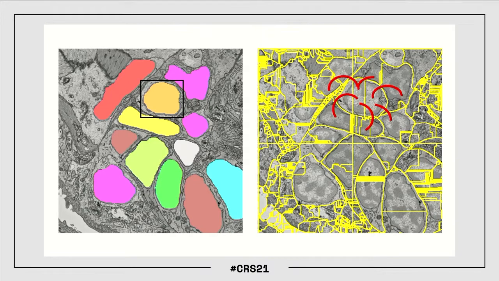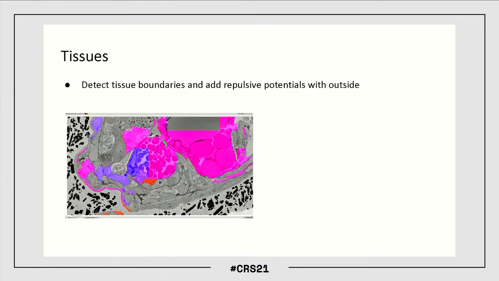Right? And in the same way, you can then say, okay, if things belong to the same nucleus, they should actually be together. Like other forces you can introduce, you can say, well, if you have a tissue boundary, then obviously a cell should not belong to two tissues at the same time. So then you can detect the tissue boundaries and put repulsions to everything outside.